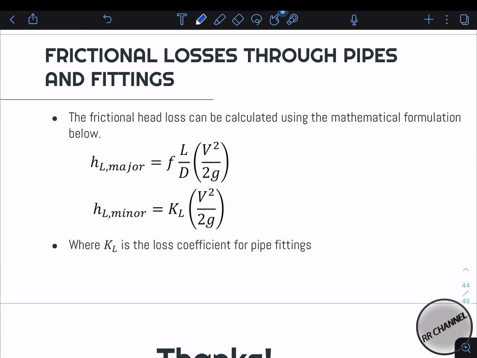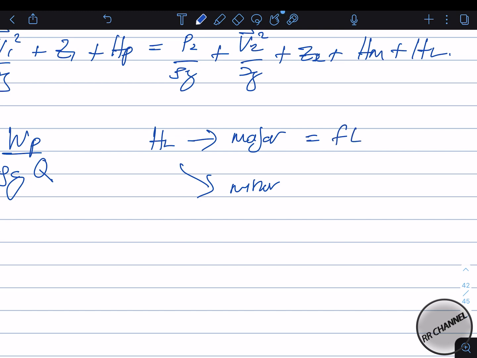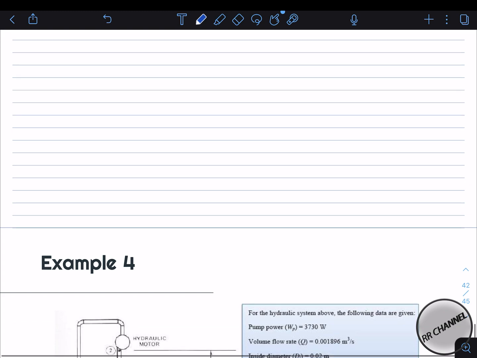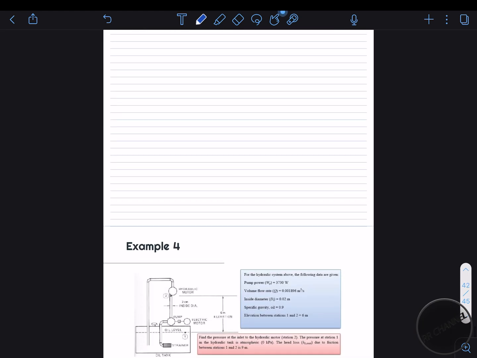For the major, f L V square divided by D 2g. F is the friction coefficient, L is the length of the pipe, V is the velocity in meter per second, D is the diameter of the pipe, inner diameter, and this is 2g, gravity acceleration. And for the minor losses, basically it is due to the connections, K V square over 2g. Right, so this is the formula, you can refer to it. To find the K here, you can refer to the table, also f. Okay, you can use the Moody chart to find the value.